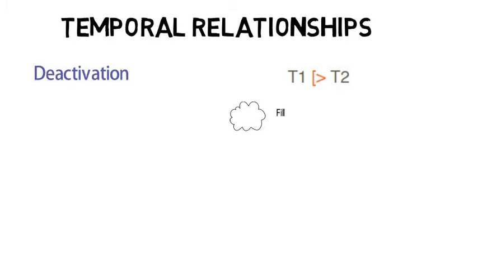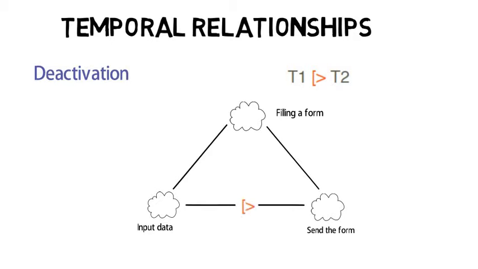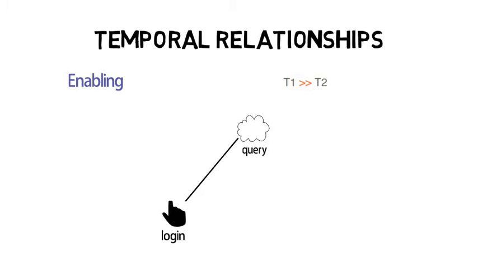For example, a user can input data in a form until the form is sent. That means sending the form will disable the input of data. The enabling relationship specifies that the second task cannot begin until the first task is performed and finished. For example, a user cannot formulate a query until he has logged in.